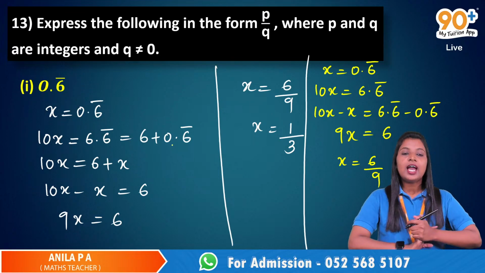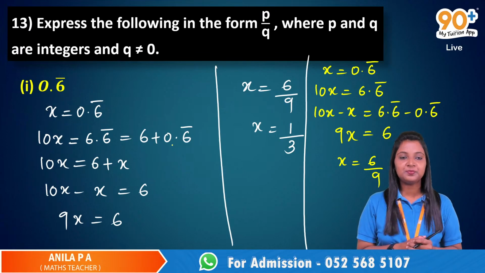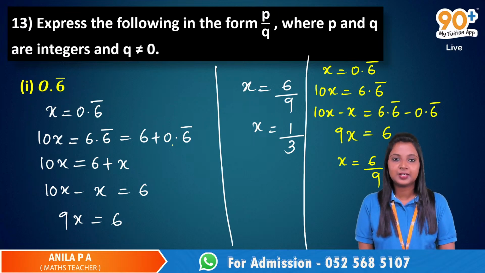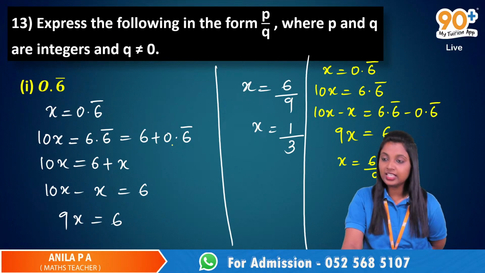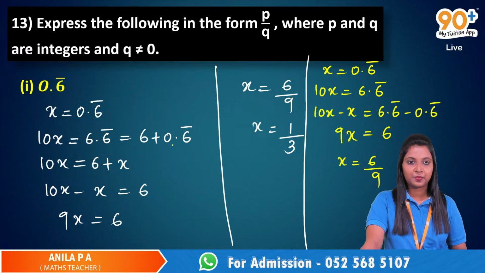What is the 0.6 bar? Okay, yeah, and unmute him again. Is it 1 by 3? 6 by 9 is okay. Is it 1 by 3? Where is he? Yes, ma'am, it is. It is 1 by 3.